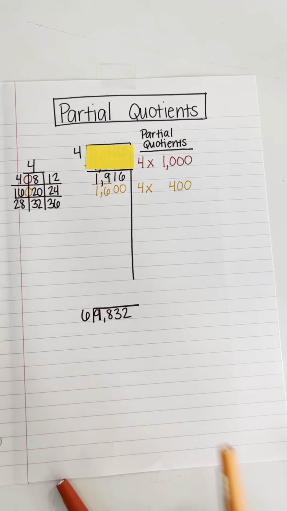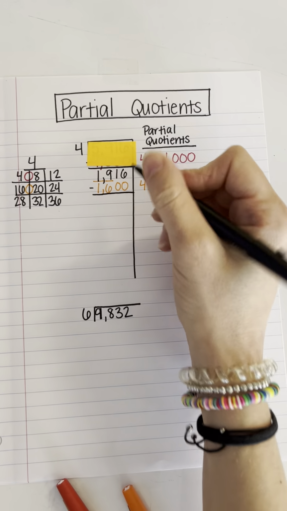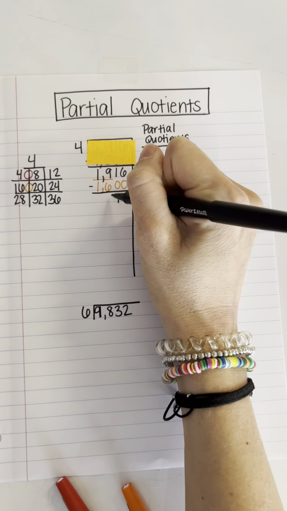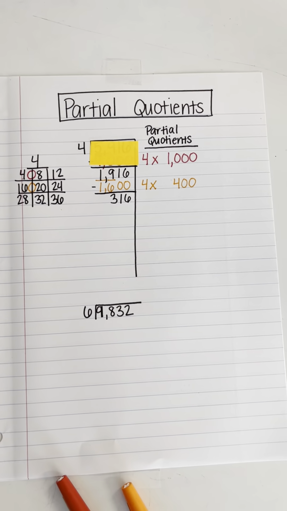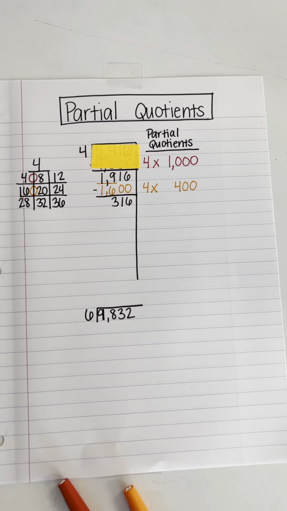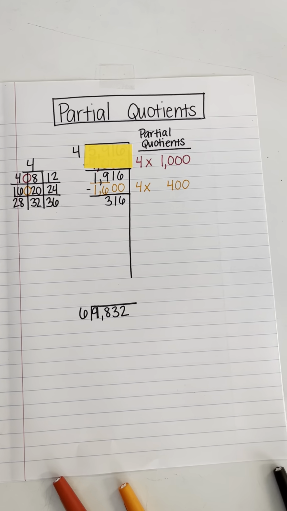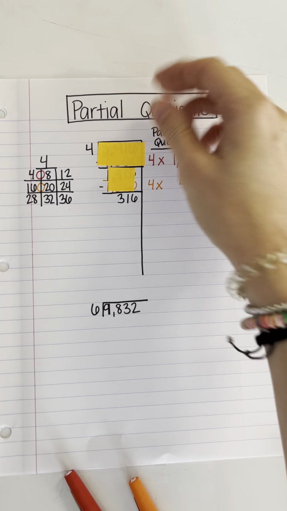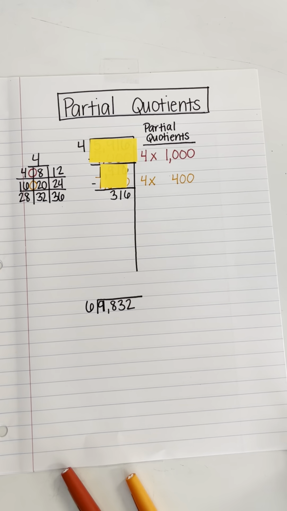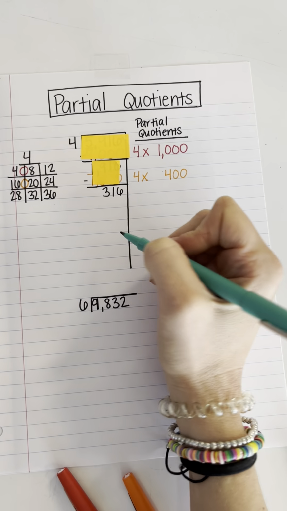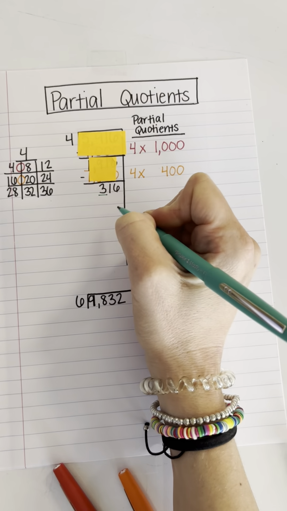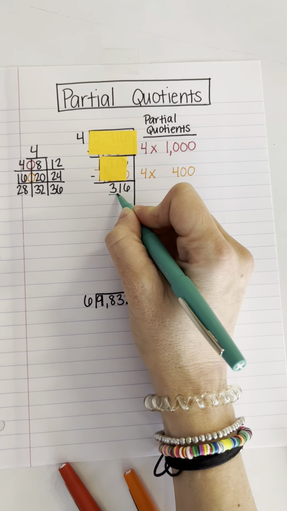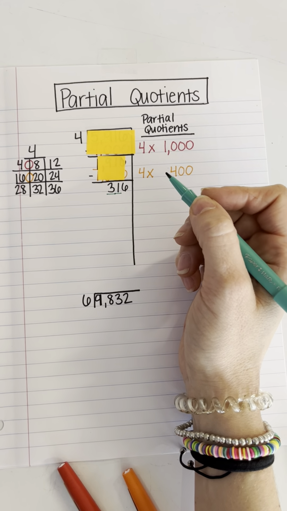We're going to subtract 1,600 away from 1,916. So we will be left with 316. From there, we can cover this up because we are done. We've already taken our groups of 4 out. So we're going to now look at 316. Again, the largest place value is a 3, which is less than the 4. So we need to look at 31.